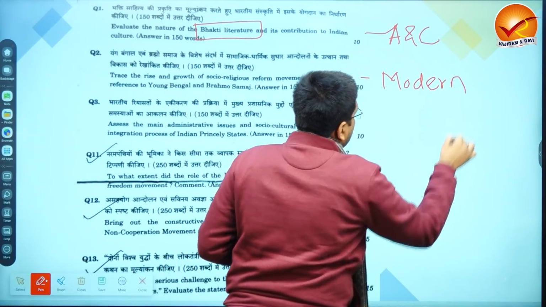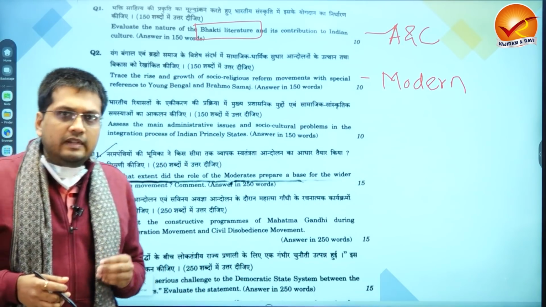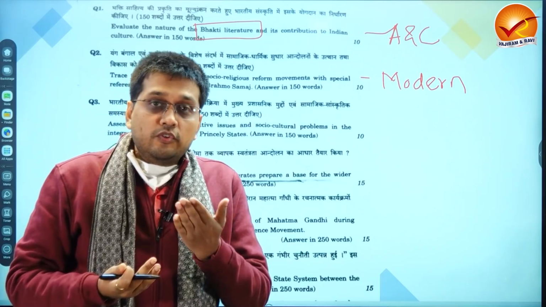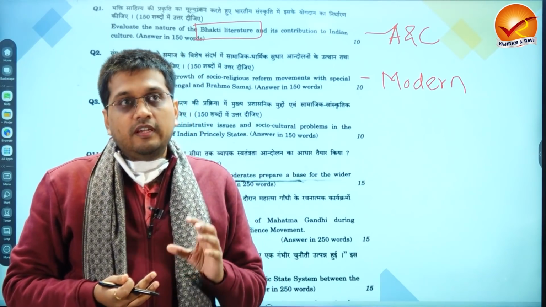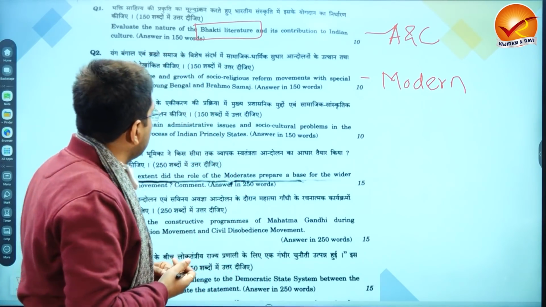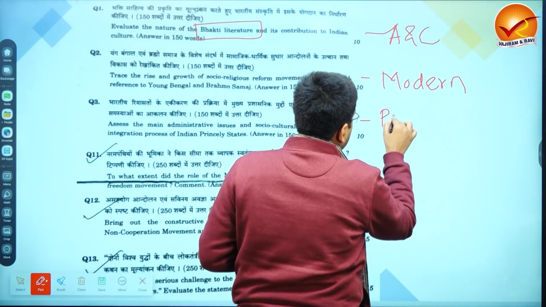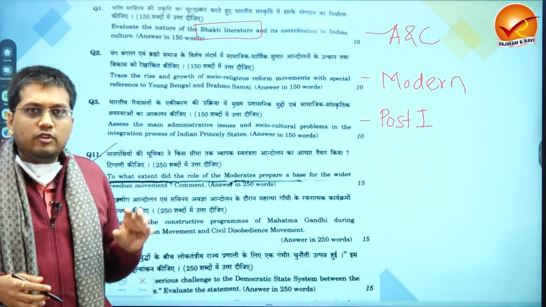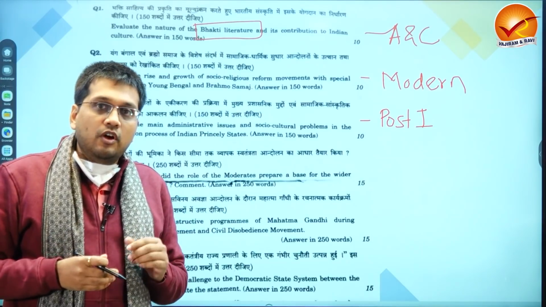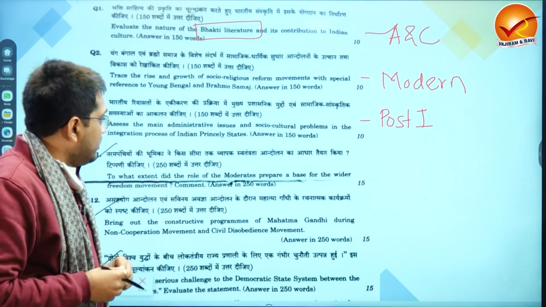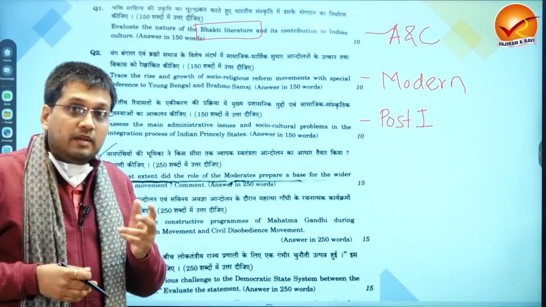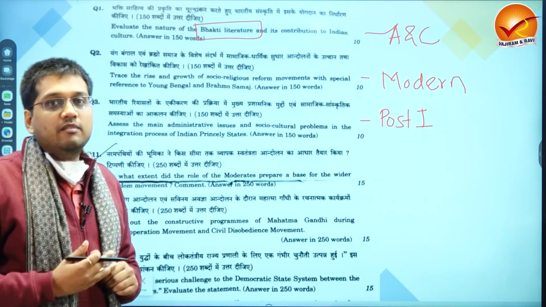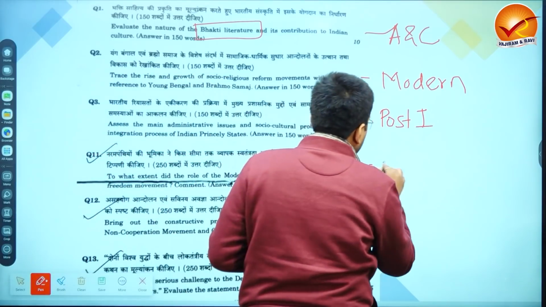Question number 3 is about the problems and challenges faced in the post-independence era during the integration of states into creating a union. So that question comes from post-independence. These are the 3 questions that are for 10 markers. We also have 3 questions of 15 markers, of which the first one is about the role played by moderates in creating a wider base for the later freedom movement. That is again a modern India question.